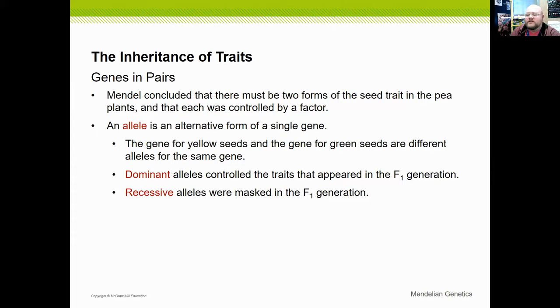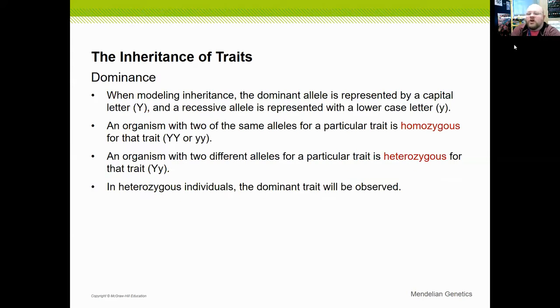Dominant alleles control the traits that do appear in the F1 generation, that they're dominant, they're going to appear. Recessive alleles were masked in the F1 generation. And based on how the DNA came together is what determined whether they were going to express the dominant or recessive traits. And we'll see a little bit about that in a second. So dominance, when modeling inheritance, the dominant allele is represented by a capital letter. We're going to use Y here. And a recessive allele is represented with a lowercase letter, and in this case, a lowercase y.